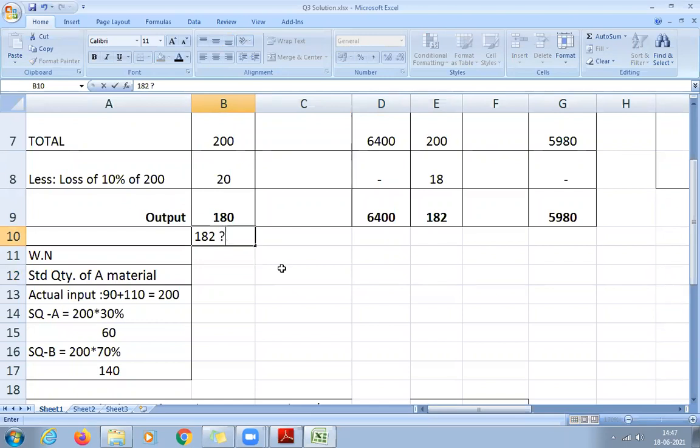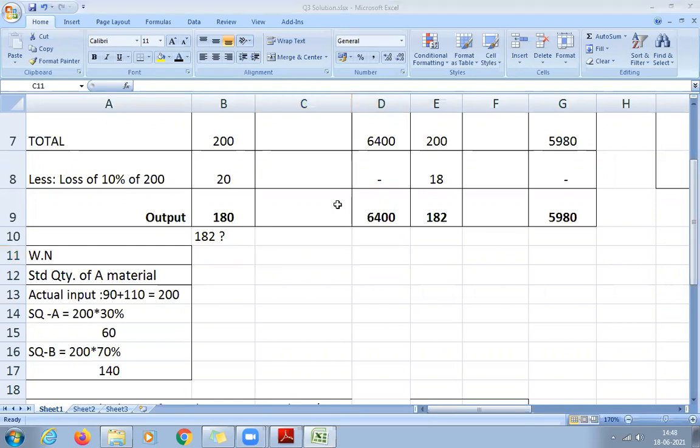We have to do just a simple cross multiplication: 182 into 6,400 divided by 180. Multiply these two and divide by this. If it was less than 180, we would still do this. Whether it is high or less doesn't matter. Only if it is equal, you should not do it. We have to do it whenever there is a difference between standard and actual.